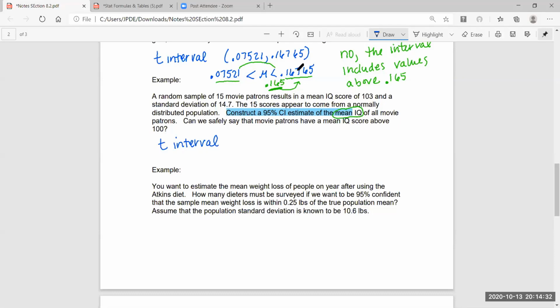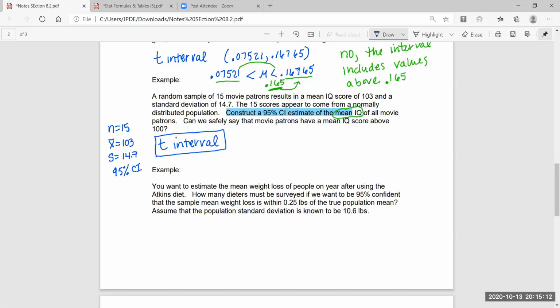If you're someone that likes to write down a little bit more, you can either highlight or write down, okay, we know the number of movie patrons is 15. We know the mean IQ score is 103. And we know the standard deviation is 14.7. And we're doing a 95% confidence interval. So it's just up to you. Some of you like to write more, and I probably fall into that category. Some of you like to write less. I need to see the T-interval. That's your work, so I know where the numbers came from.